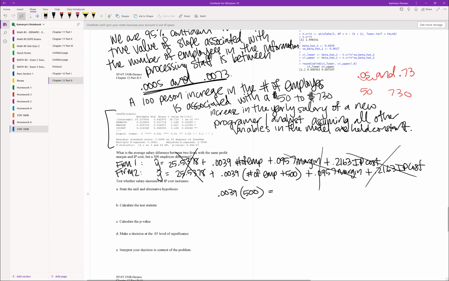And we can double check that 0.0039 times 500 is 1.95. You can use your calculator or you can use R to do that calculation.